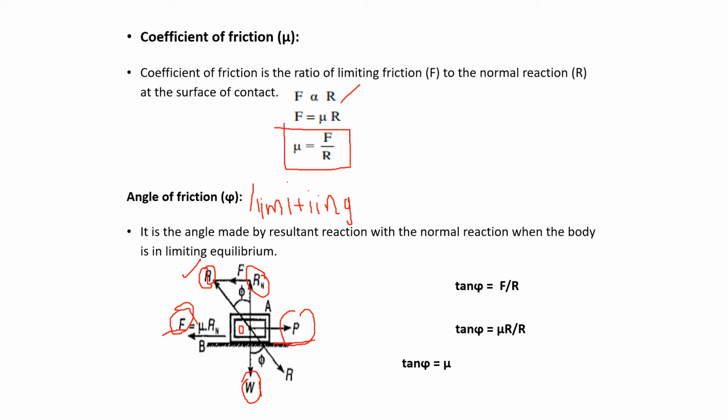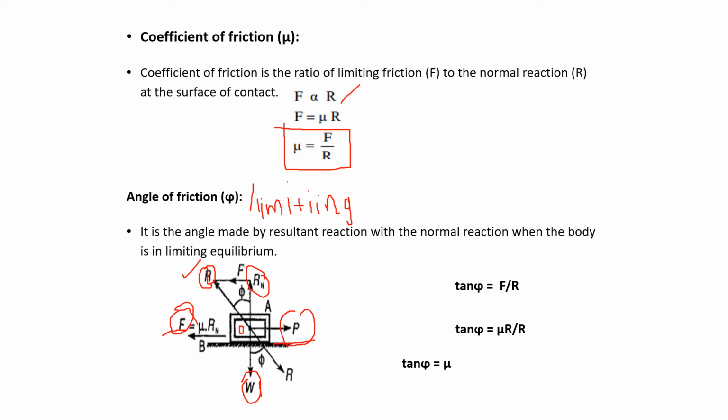So the angle of friction, or limiting angle, is defined as the angle made by the resultant reaction with the normal reaction when the body is in limiting equilibrium. Then we will see the relation between coefficient of friction and angle of friction.